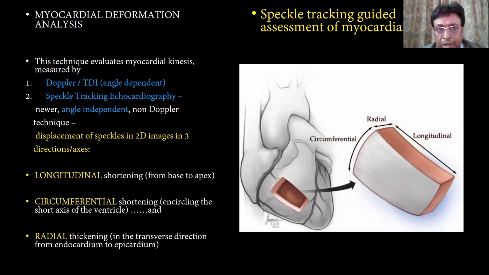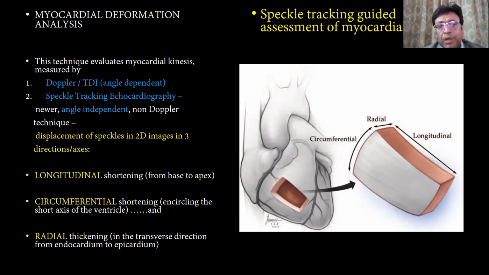One is tissue Doppler, but the limitation of tissue Doppler is that it is angle dependent. While using a TEE probe in the operating room, because the TEE probe cannot move places like a transthoracic echo, the angle dependent nature of TDI is a limitation for its use in the intra-op period.